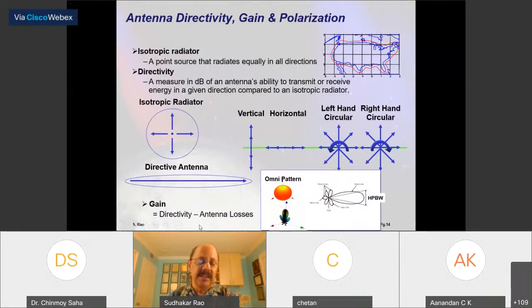And the gain is not the directivity. Sometimes people confuse gain and directivity. We don't care about the directivity, but we care about the gain. Directivity is basically what you compute relative to the aperture, so it doesn't have any losses.